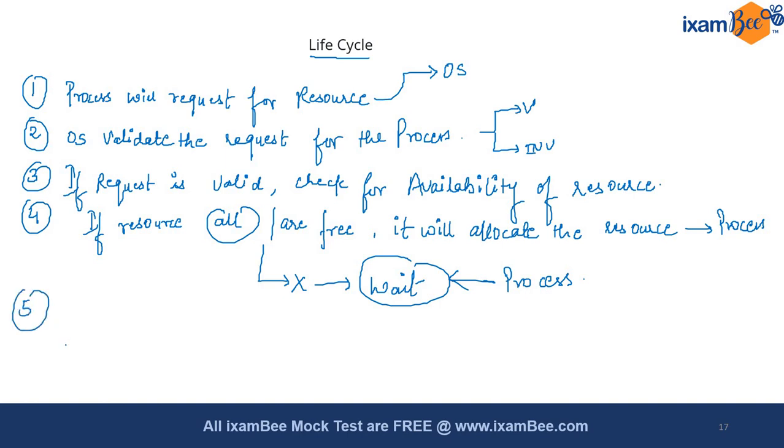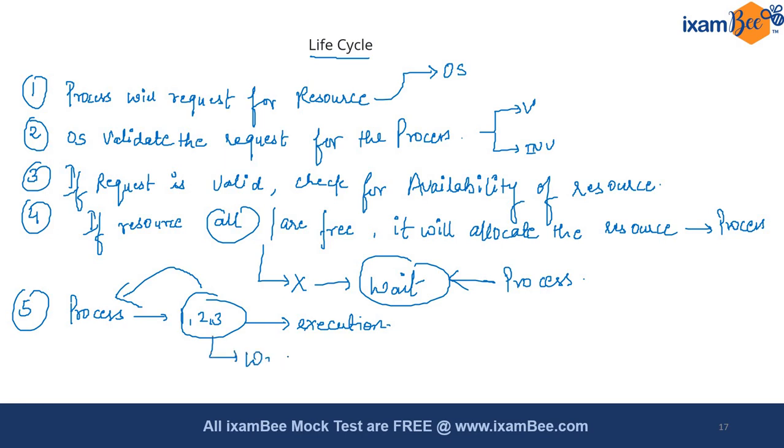Now in the fifth step, what is going to happen? If all the resources required by the process are allocated, then it will go for execution. Let's say it needs 3 resources, 1, 2 and 3, and all these 3 are allocated to the process, then it will go for execution. If not, it will wait. If all the resources are available, it will go for execution. Otherwise, it will wait.